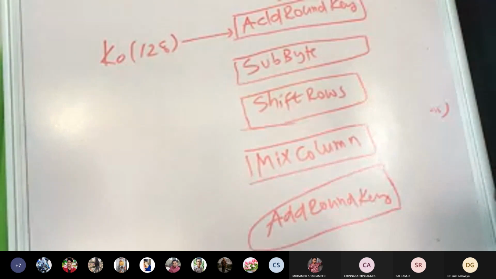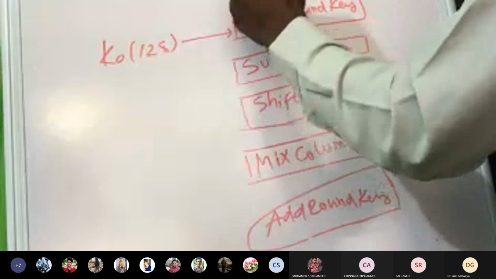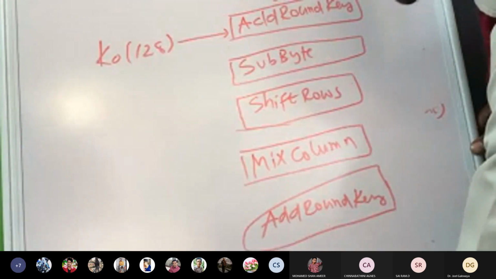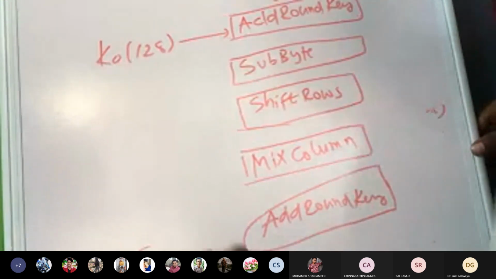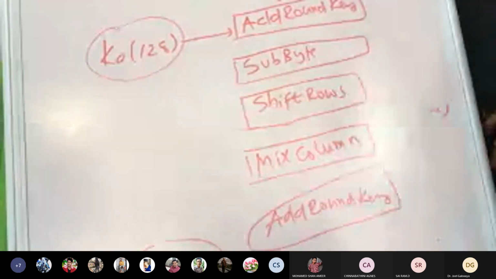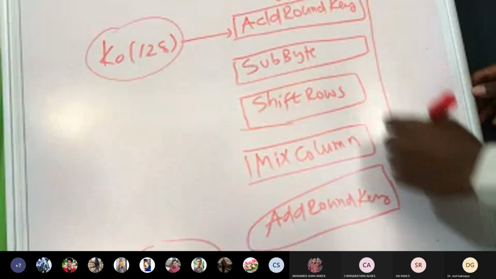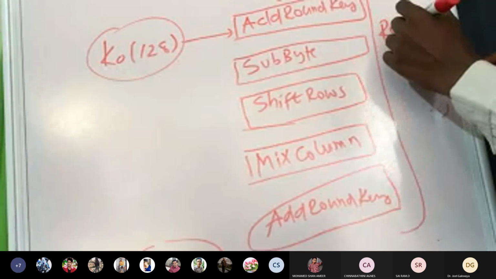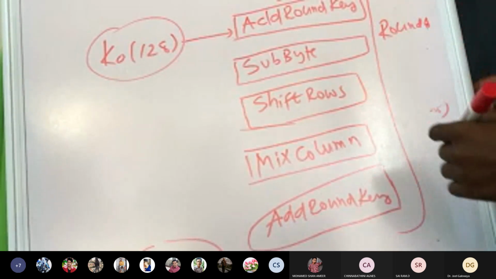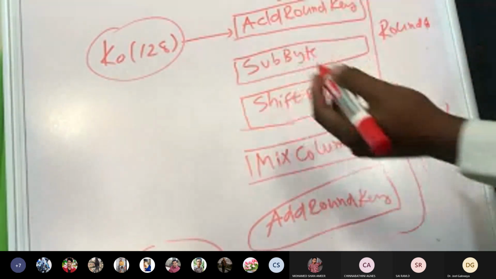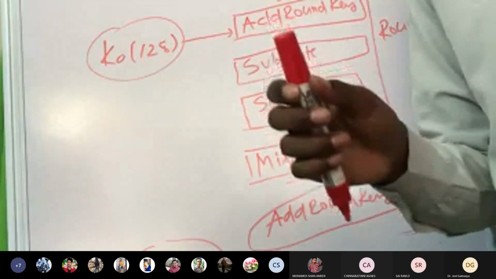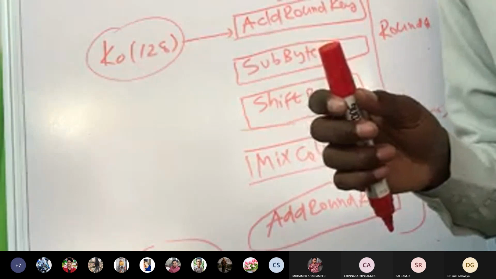As you can see, this plain text enters here, and another key, a 128-bit key, is introduced here. These are known as the round keys. From here we have round one start. Remember, the number of rounds depends on the size of the key. Now let's see what happens in this round.